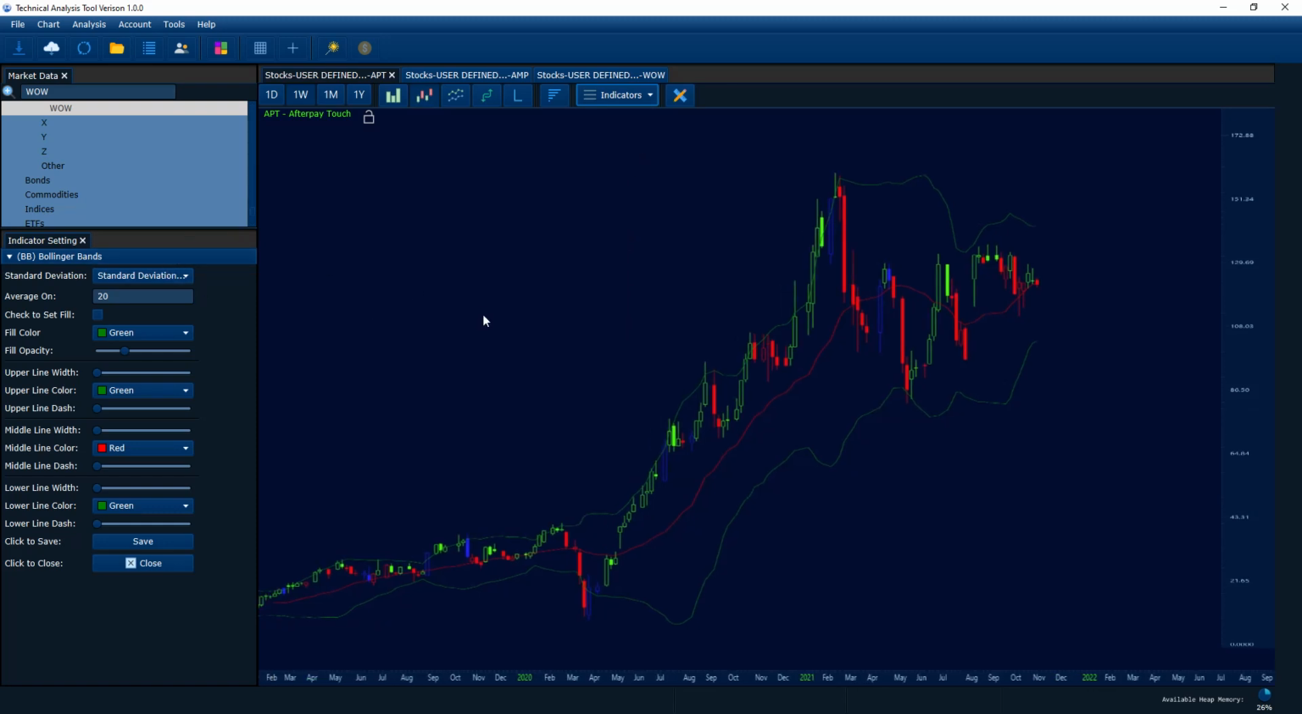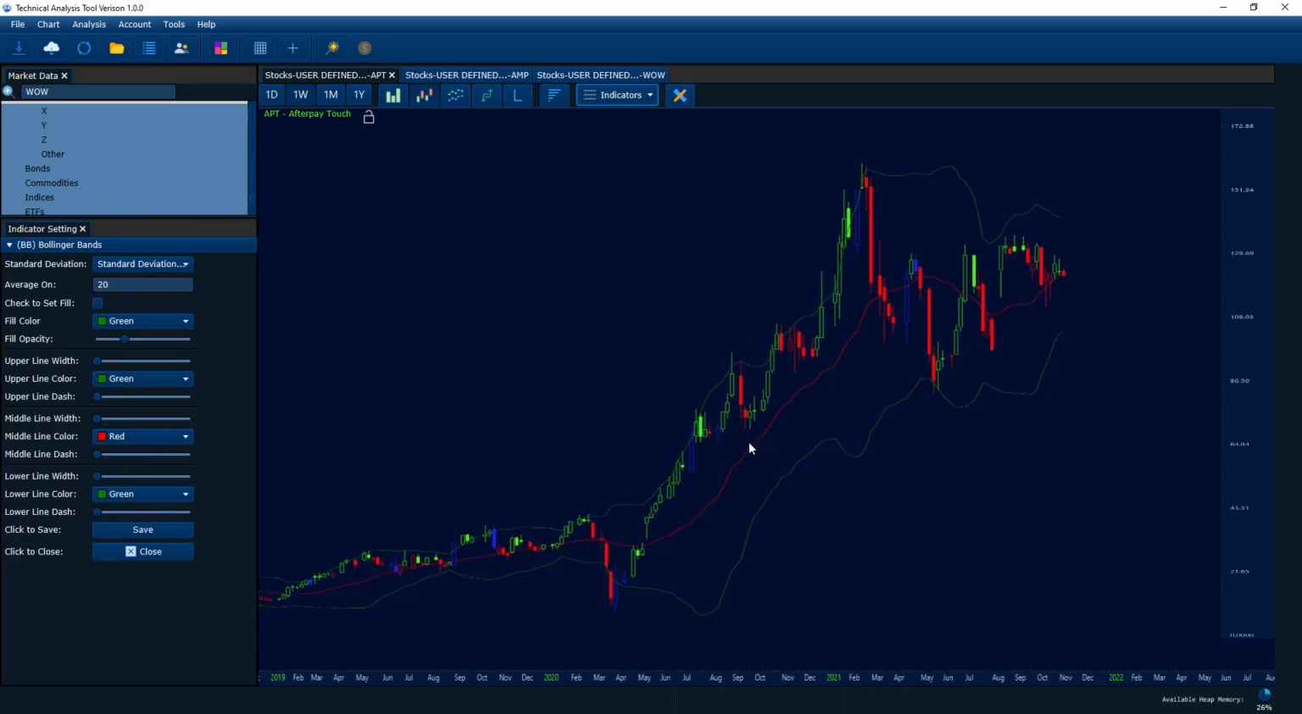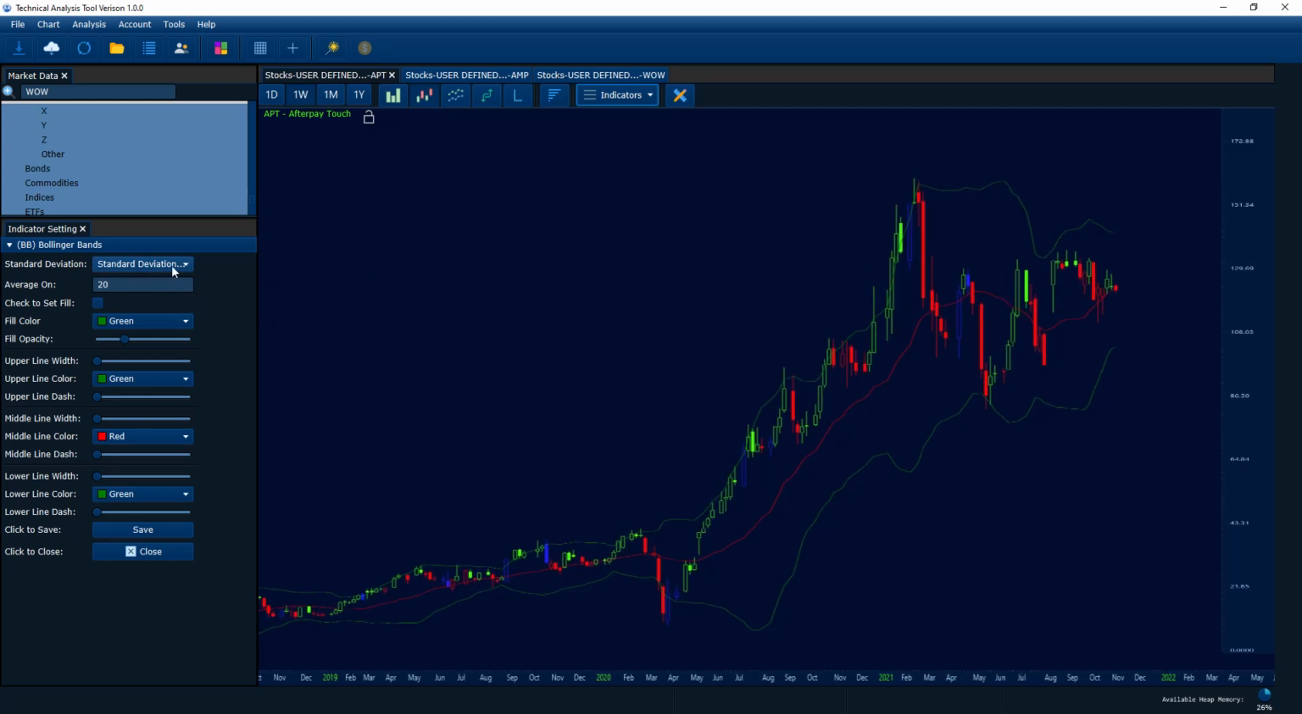As you can see, the Bollinger Bands are now drawn on the chart. Once you open this indicator, the left-hand side of this area is the place where you can configure this indicator inside your chart. Let's go through each item. The first one is the standard deviations. This is the very fundamental part of the Bollinger Bands calculation. I'll talk a little bit more about it in the second part.